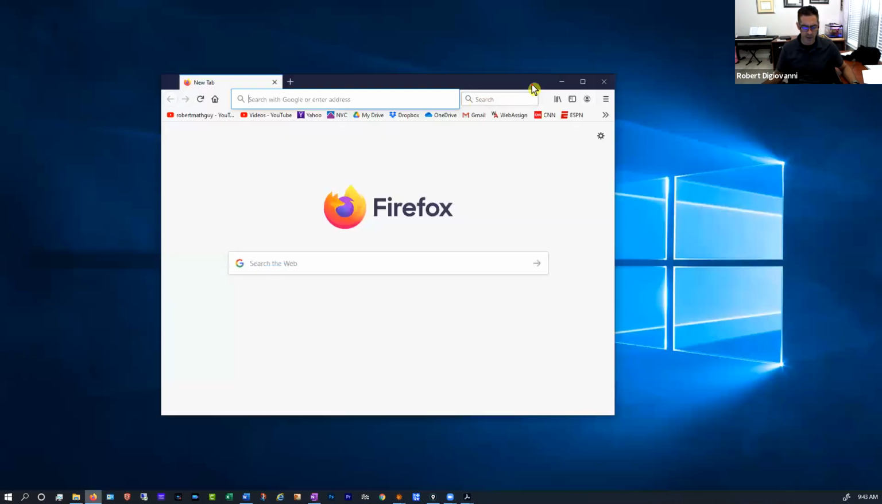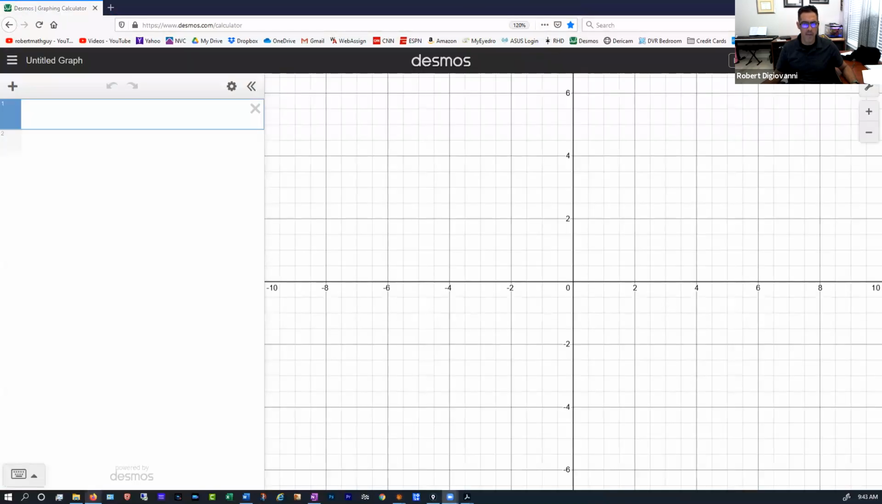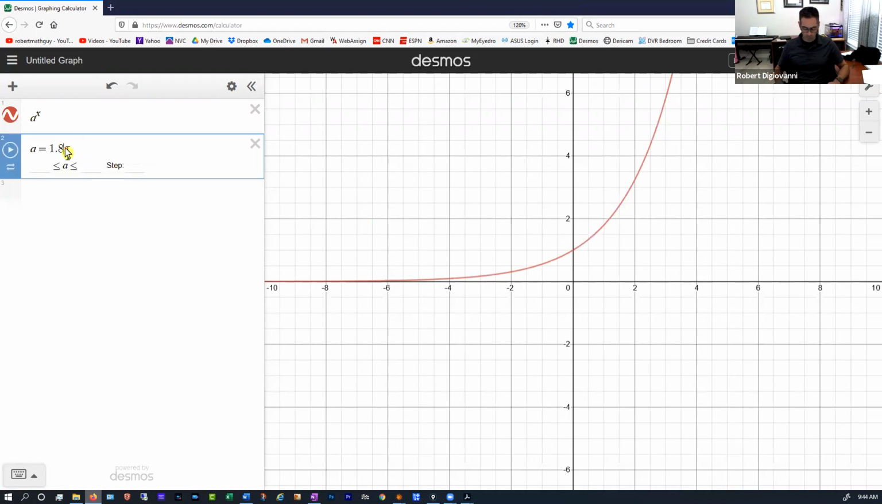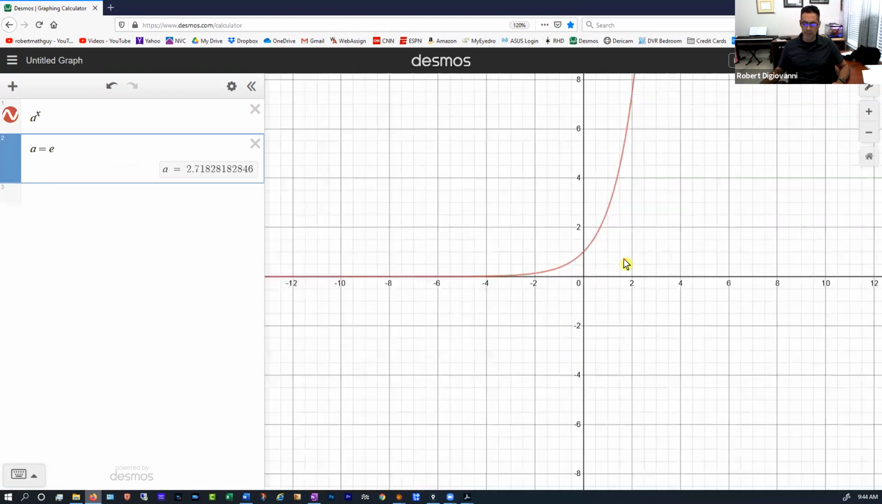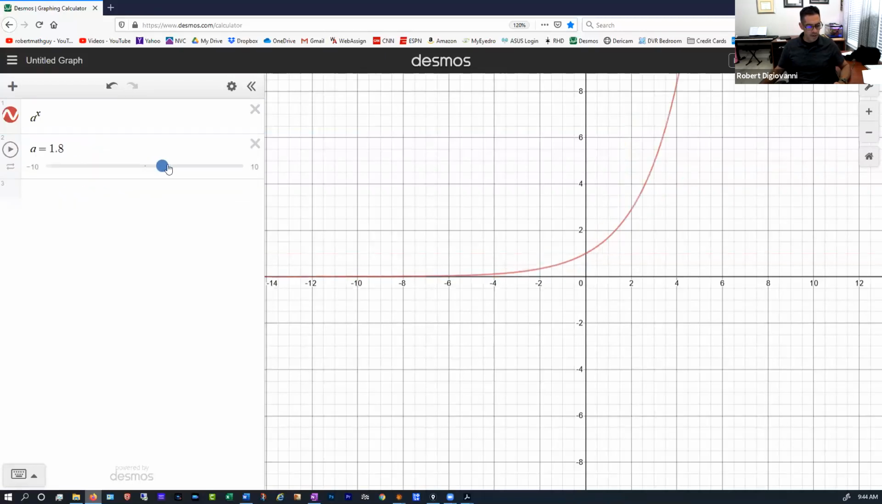Okay, I'm going to show you something here. Oh, where'd everyone go? Okay, so I'm going to show you something here. I'm going to have the computer graph a to the x, and I'm going to create this thing called a slider, so I'll be able to adjust the value of a. So right now, let's make it e, all right? That's the graph of e to the x right here, all right? So e is about 2.718. That's what I told you, right? So e is about right there. That's what e looks like.